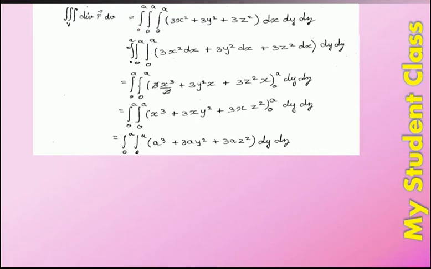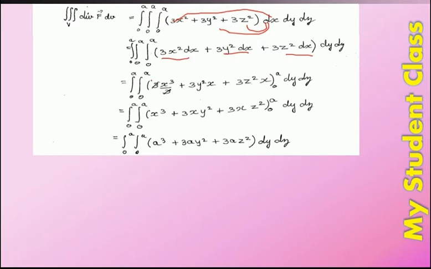So now we are going to multiply this dx inside of this equation. So 3x square dx plus 3y square into dx plus 3z square into dx. So now we are going to integrate with respect to x. First we are going to integrate with respect to x.